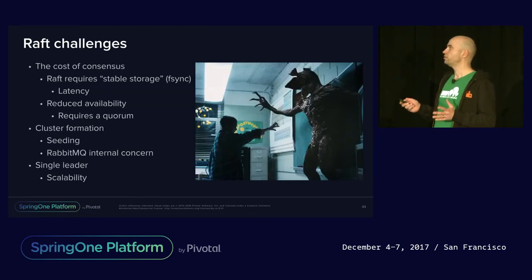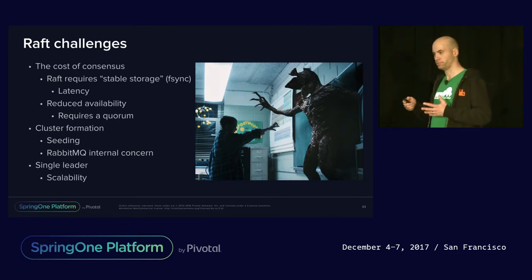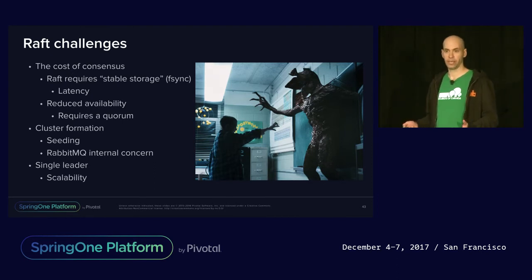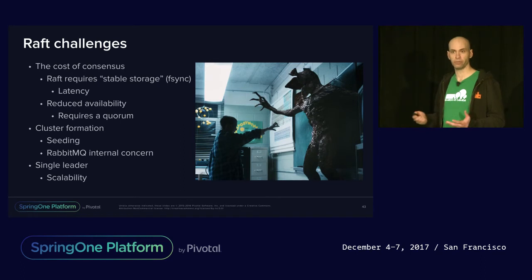Implementing and using Raft doesn't come completely without its challenges. There is an inherent cost to achieving consensus. Raft and Paxos require stable storage. And by stable storage, effectively these days, we mean we need to fsync an entry to disk before we can proceed. And that has a latency implication. We can get good throughput, but latency is something that we have to trade off if we want this additional consistency and guarantees.